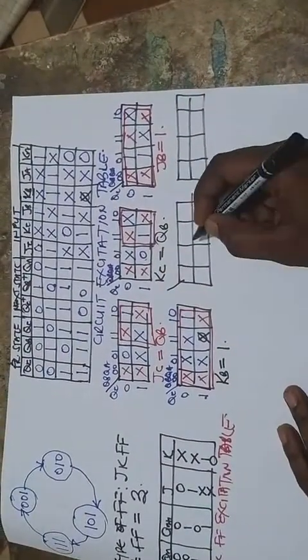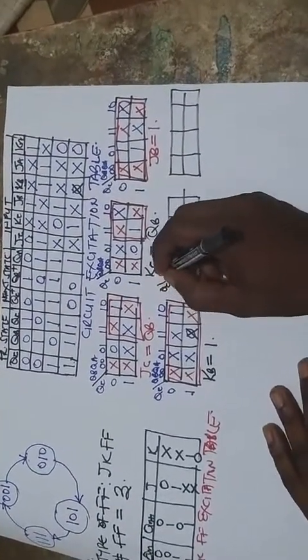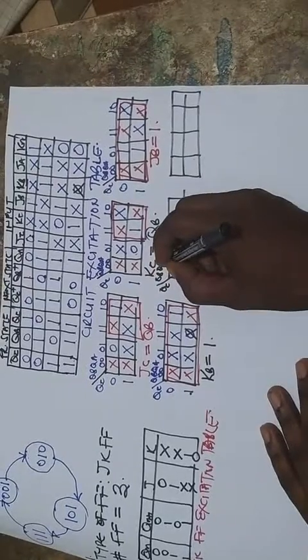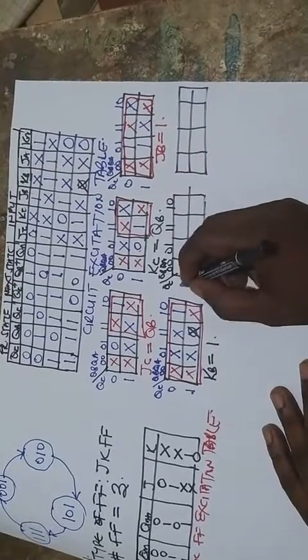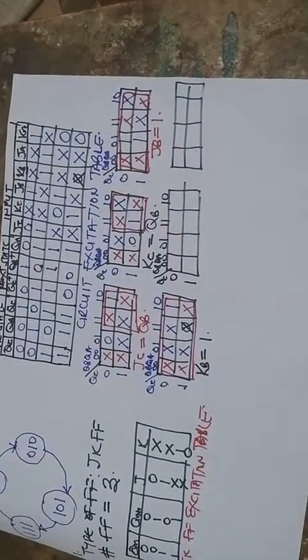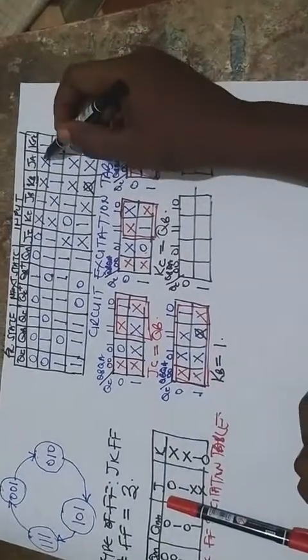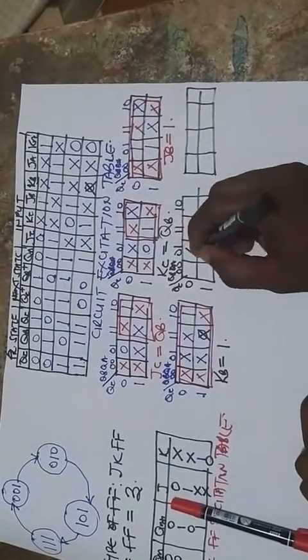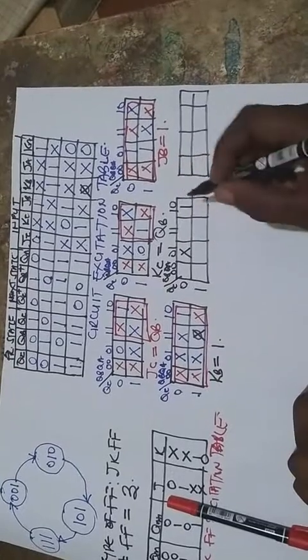Let's do for the last two columns, which is JA. So we have QC, QB, QA. So 0, 0, 0, 1, 1, 1, 1, 0. So we have 0 and then we have 1. Okay, so let's go. 0, 0, 1, JA is don't care. 0, 1, 0, JA is 1.